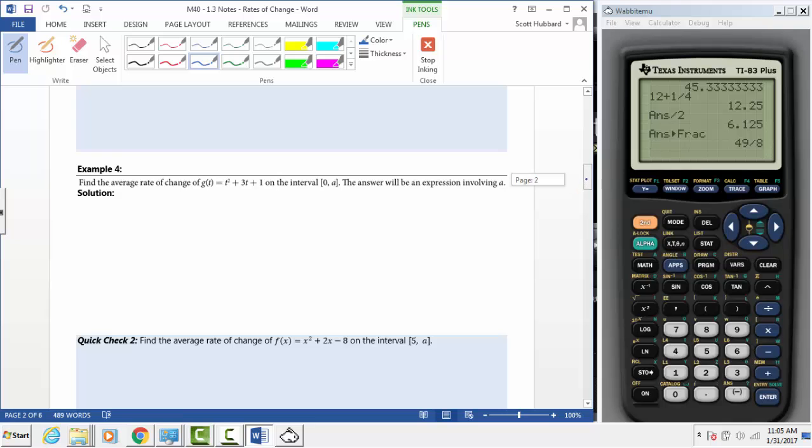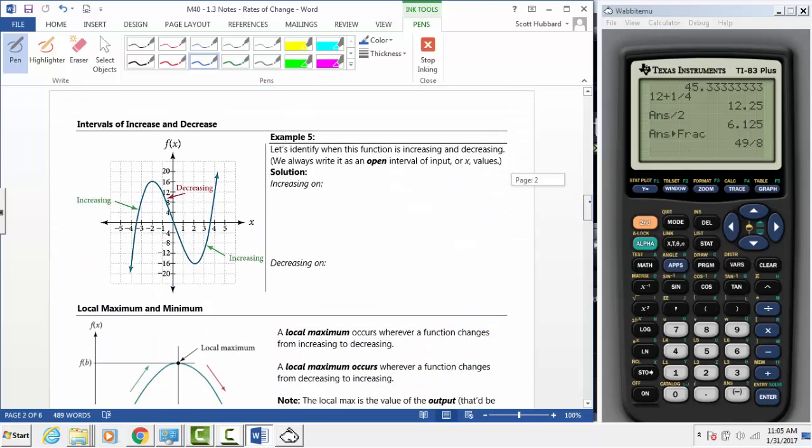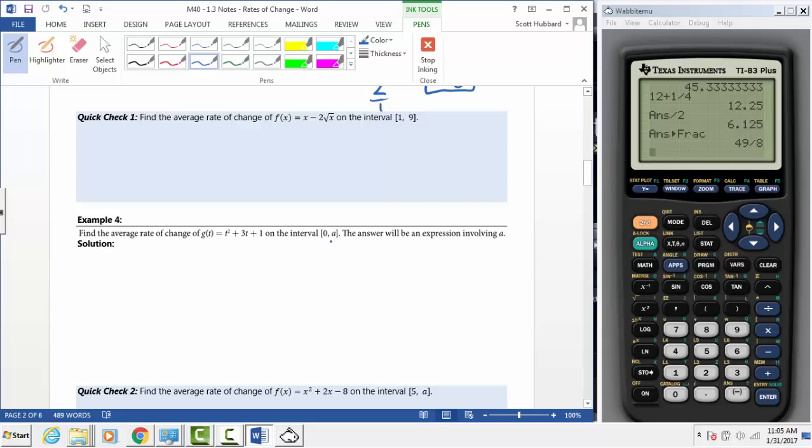Okay. So real quickly, I'm going to move kind of faster on these ones, and if you're good with the concept, you can kind of skip ahead to the next one. But real quickly, if a is any number, we can just leave a there. So I know that the change in y over the change in x is going to be a squared plus 3a plus 1 minus, plug in 0. You get 0 squared plus 3 times 0 plus 1, all over a minus 0.